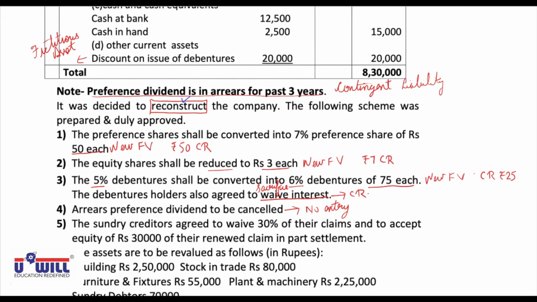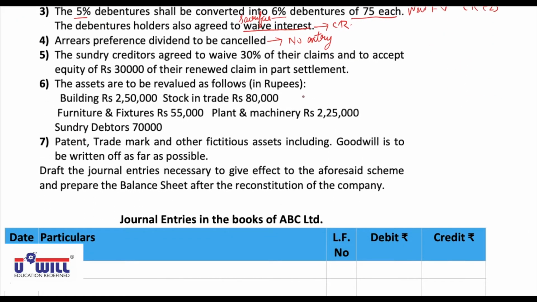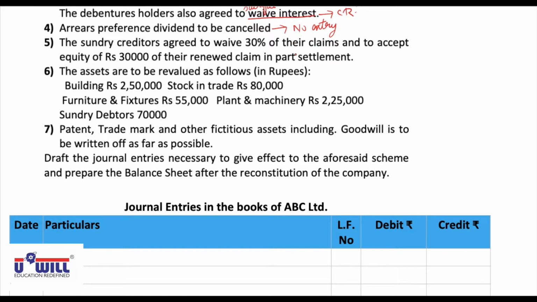It is cancelled, so as a contingent liability, the only thing is it will not appear in the new balance sheet as a contingent liability. That's it. But no journal entry is to be passed. A journal entry is to be passed only when the contingent liability is paid.